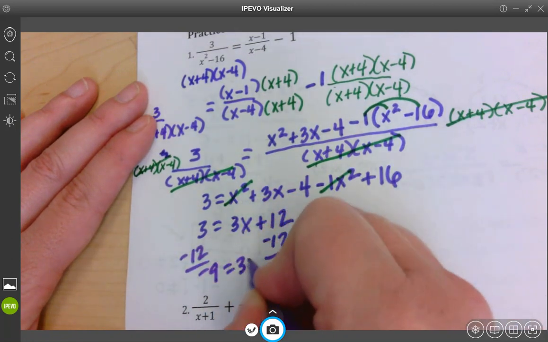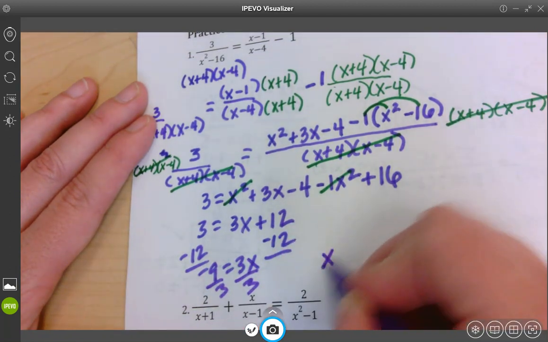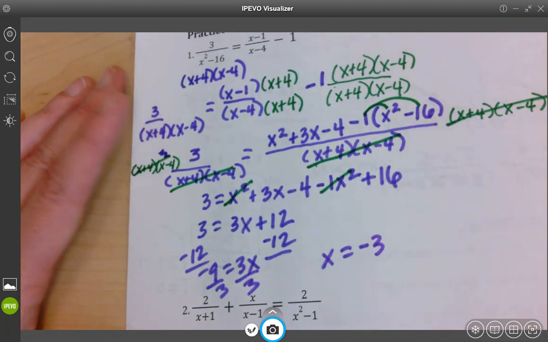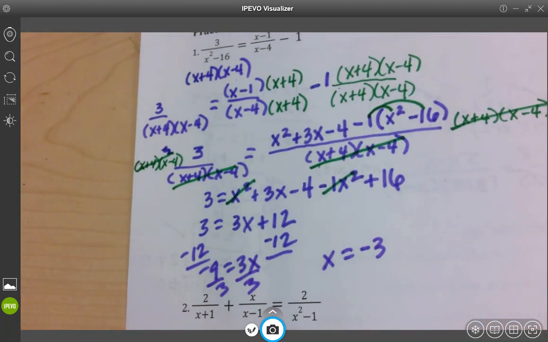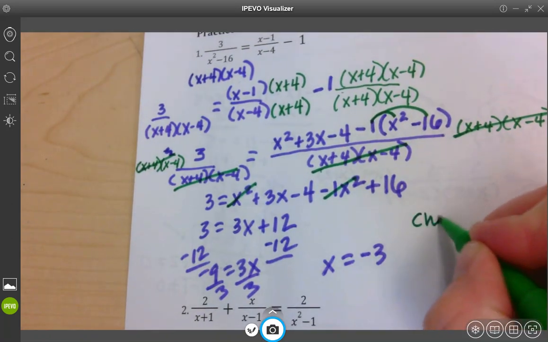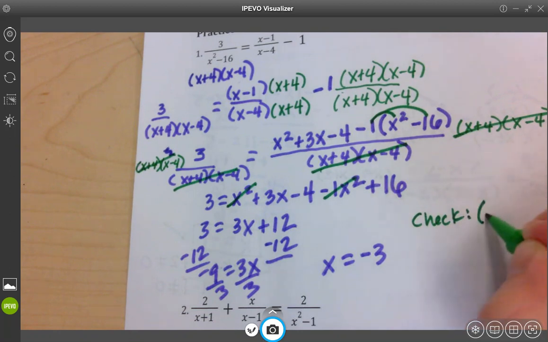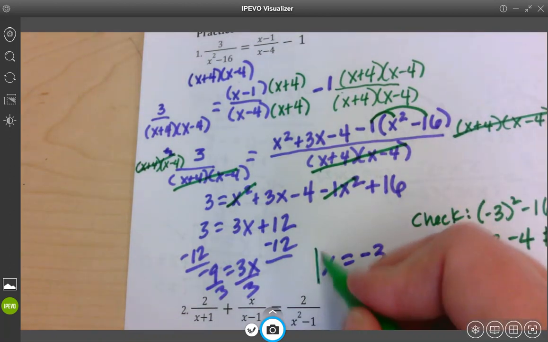Negative 9 equals 3x, and then divide by 3. So x equals negative 3. Okay, go ahead and check that. See if it makes any denominator 0. All right, 9 minus 16, not 0. Negative 3 minus 4, also not 0. So it checks out.